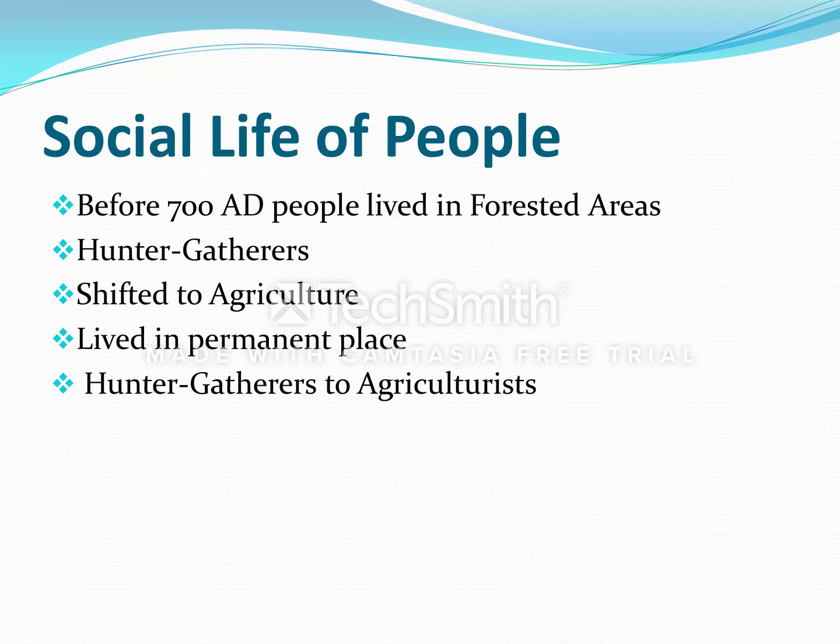On the other side, the social and the economic life of the people were very different. When we talk about social life before 700 AD, people lived in forested areas. Later, they shifted to agriculture and they started living in a permanent place, that is, they started a settled life, leaving their hunting and gathering and became agriculturists. All these kinds of changes occurred with the progress during the medieval period.